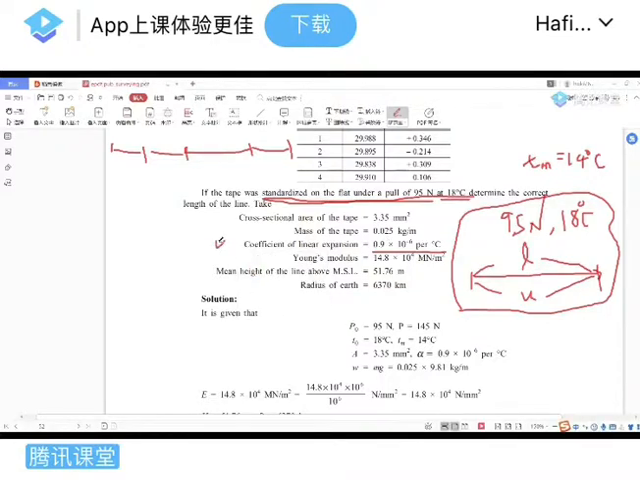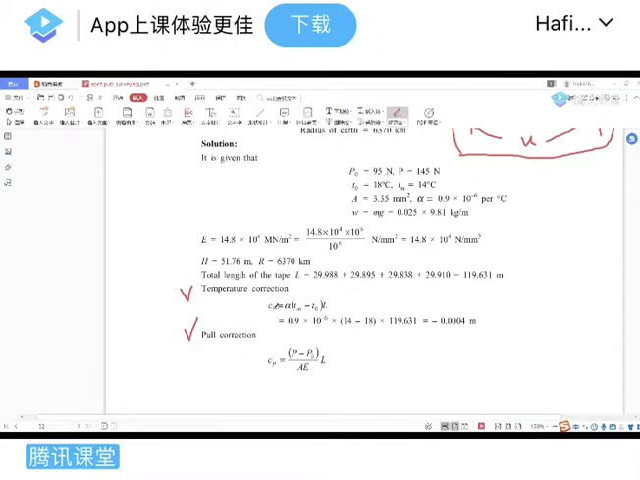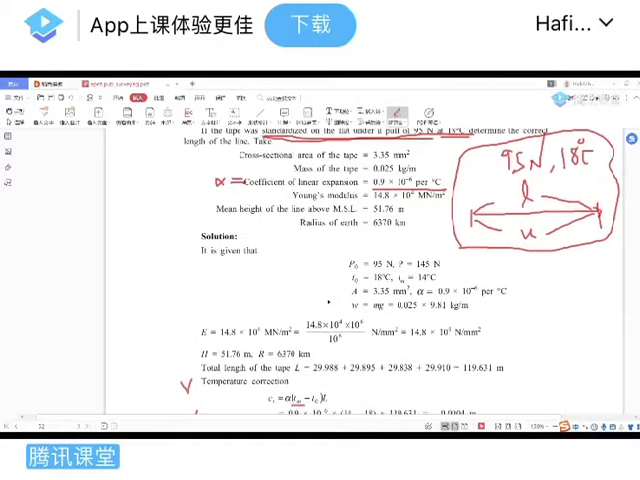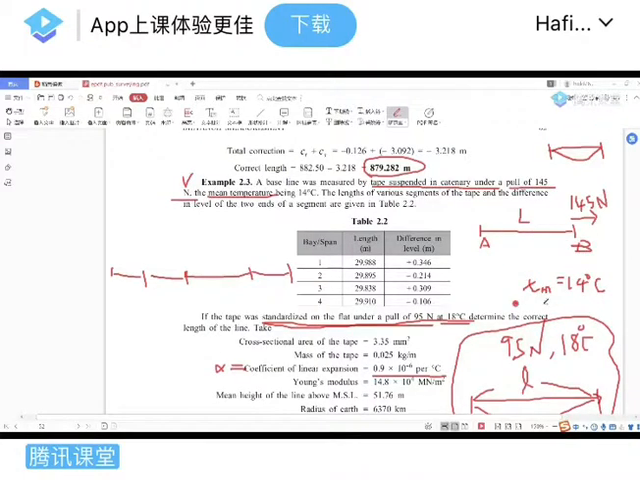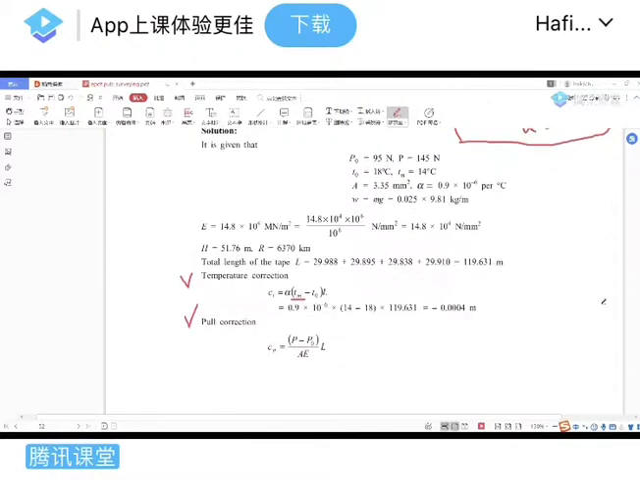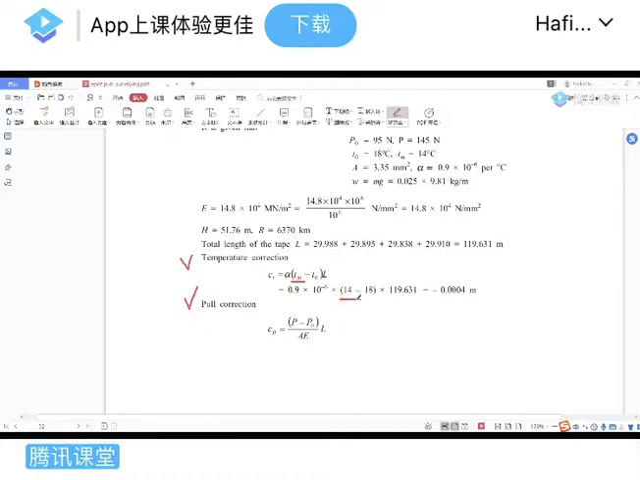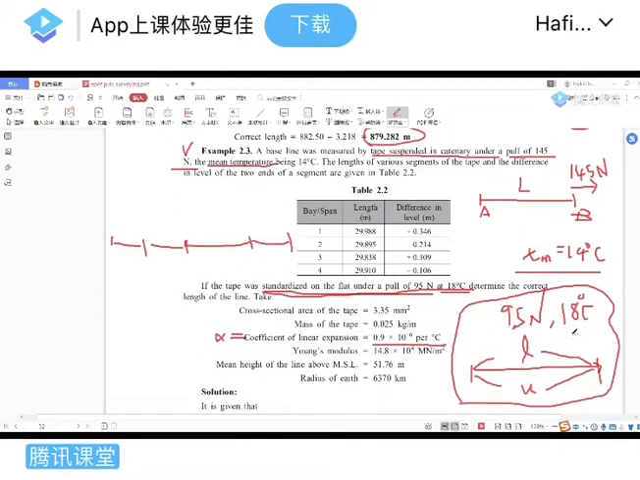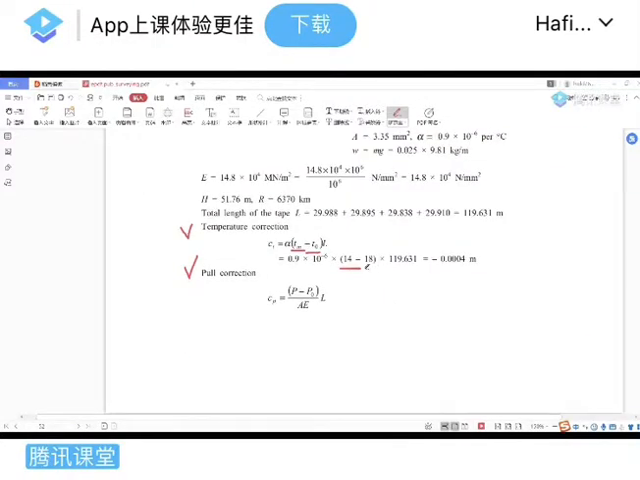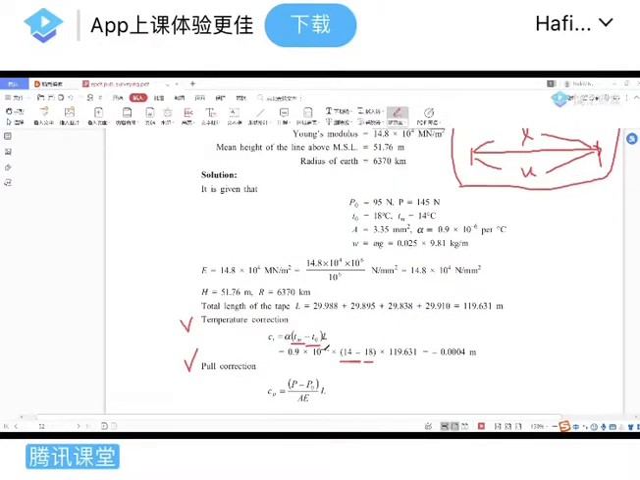This is your alpha, the thermal expansion coefficient. And then now is Tm. Tm is your field temperature over here. I wrote it down already. It's 14 degrees Celsius, so it's 14 over here. T naught is a standardized temperature. It's the standardized temperature at 18 degrees Celsius. Now L.